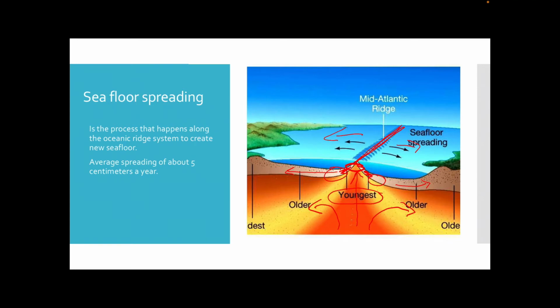The average rate of seafloor spreading is about 5 centimeters a year. Remember that number, 5 centimeters a year. That is about the same amount of fingernail length a human grows within a year.